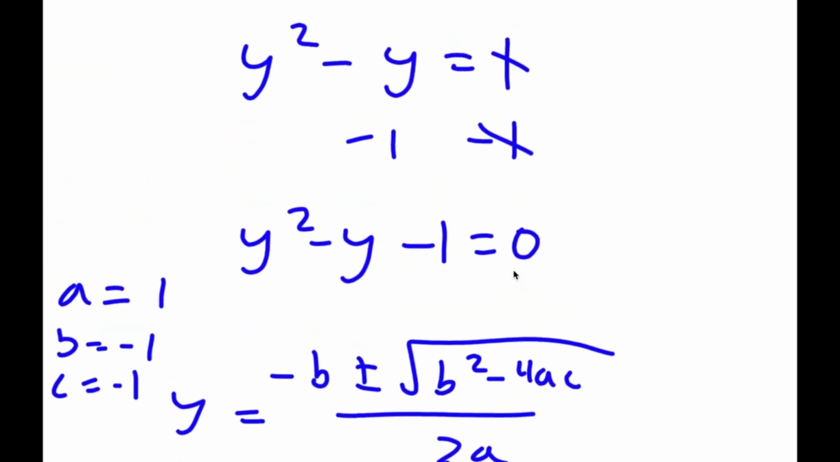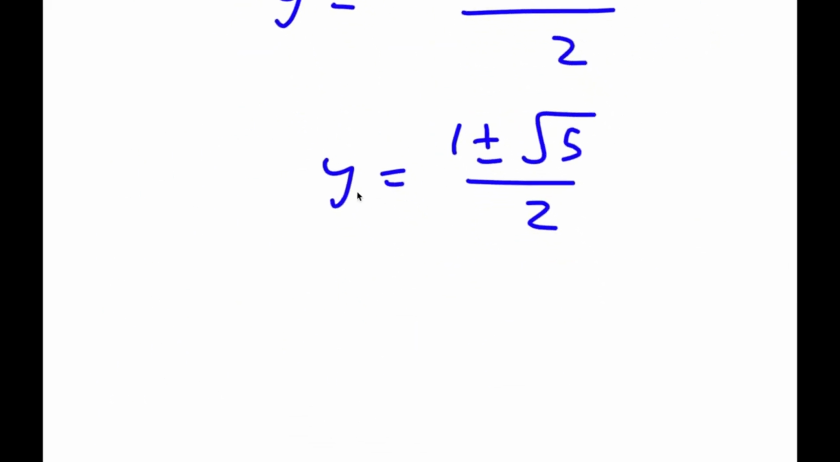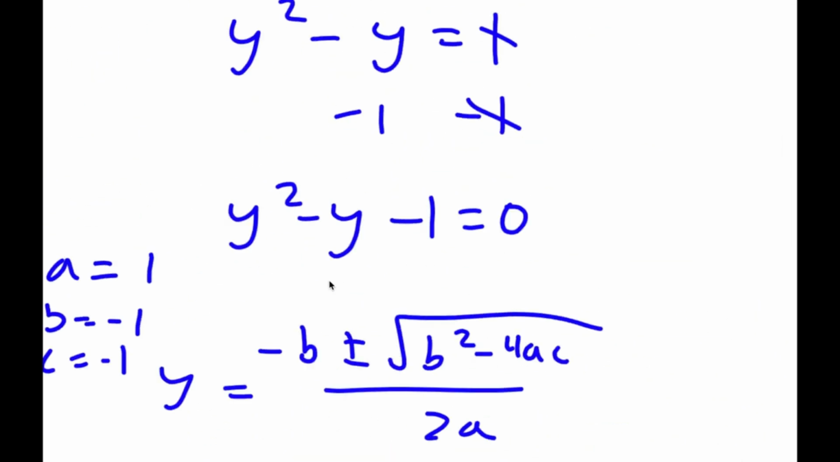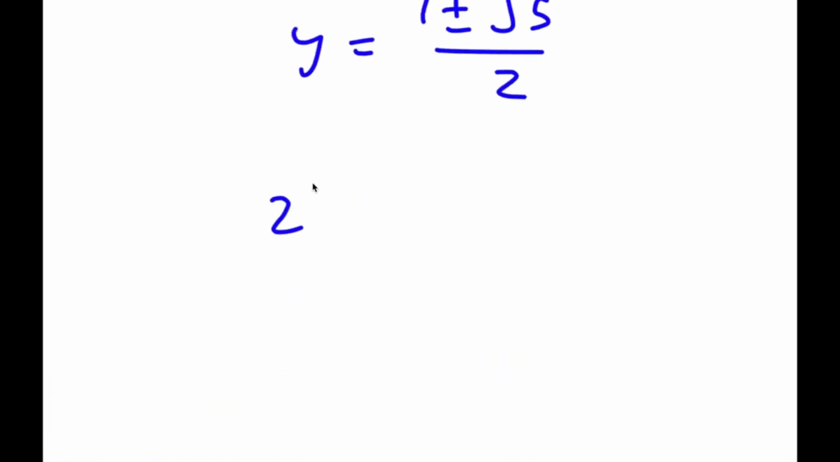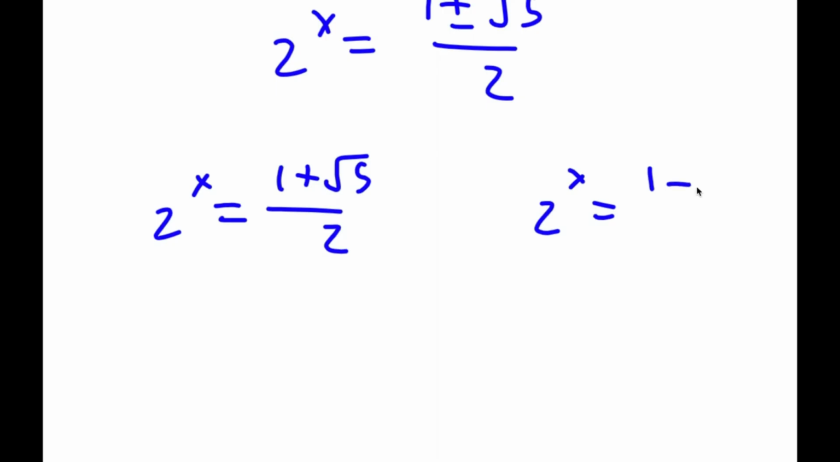So now remember how we set y equal to 2 to the power of x. So if y equals 1 plus or minus the square root of 5 over 2, then I have 2 to the power of x is equal to 1 plus or minus the square root of 5 over 2. So my two equations are 2 to the power of x equals 1 plus the square root of 5 over 2, and 2 to the power of x is equal to 1 minus the square root of 5 over 2.